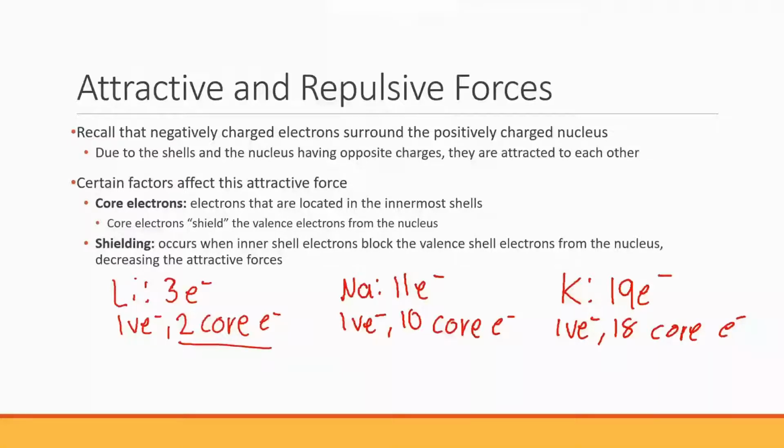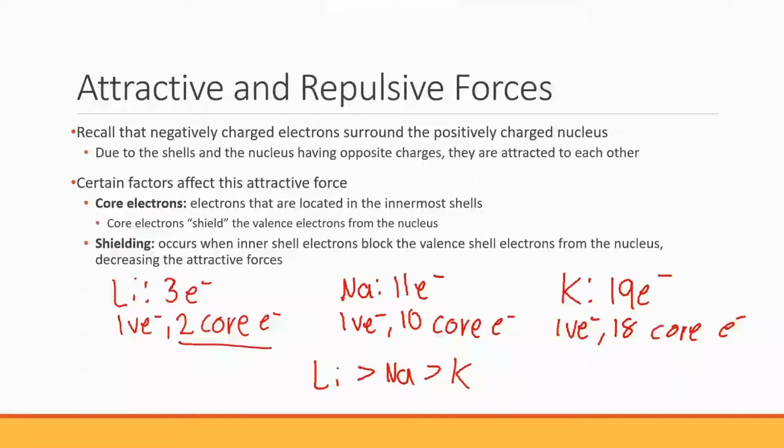So if you wanted to compare the attractive force between these 3, lithium's valence electrons are experiencing the least amount of shielding, so they are the most attracted to the nucleus. Sodium is experiencing a good amount of shielding, so it's going to be less attracted to that nucleus. And potassium has an even more degree of shielding, so it's going to be even less attracted to that nucleus.